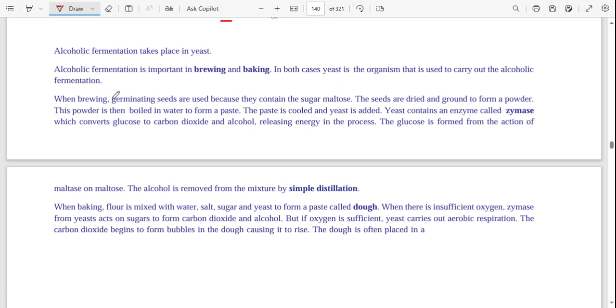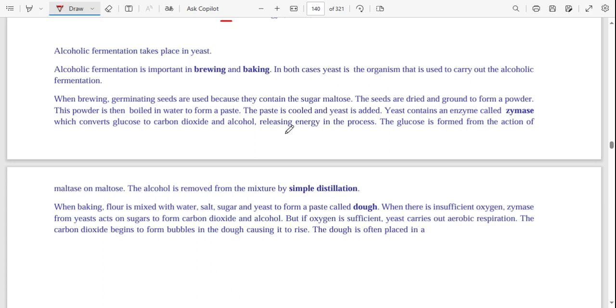The powder is going to be boiled in water to form something like a paste, like porridge. And then the paste is going to be cooled and the yeast is going to be added. This yeast contains the enzyme zymase. So zymase will now convert glucose to carbon dioxide, alcohol, and release energy.